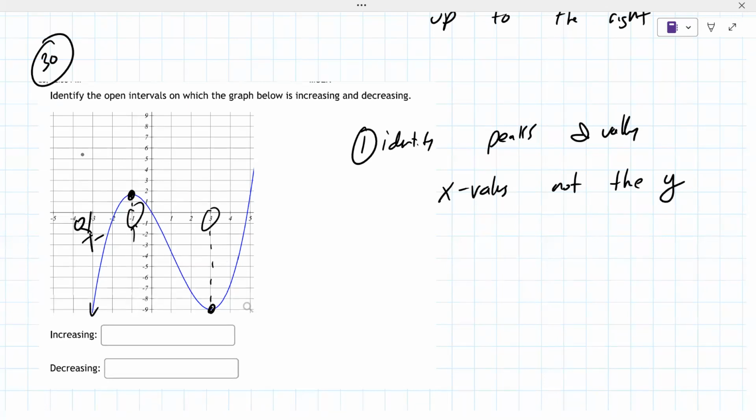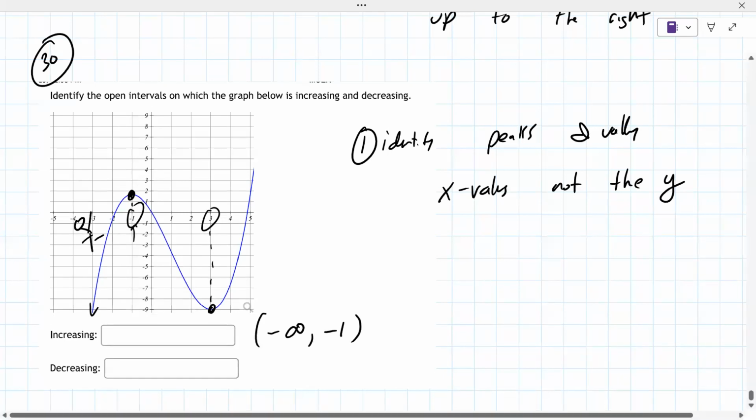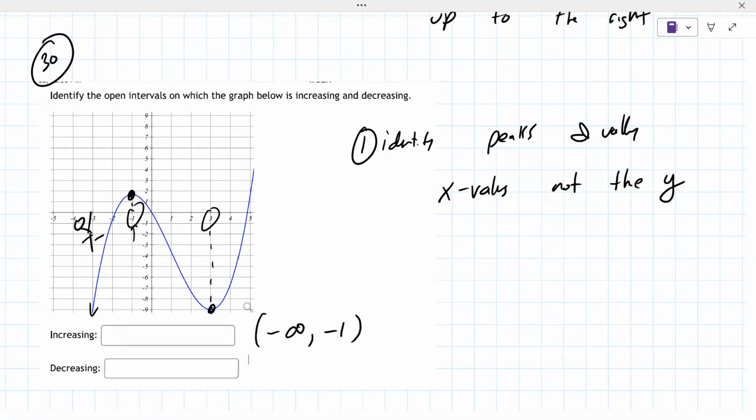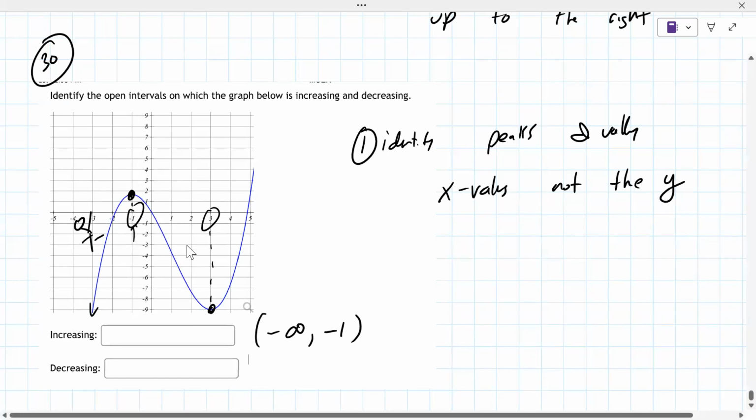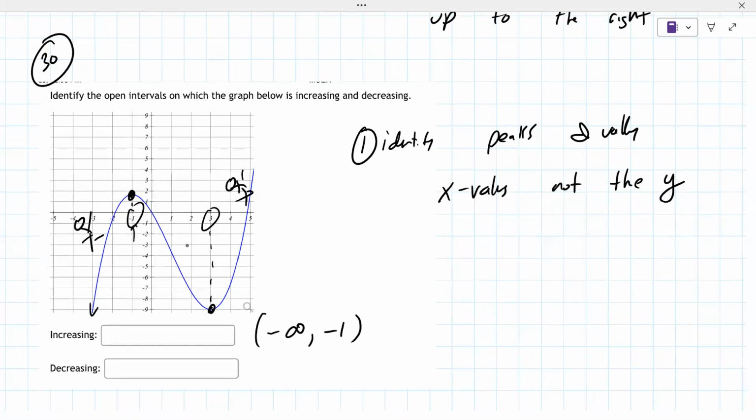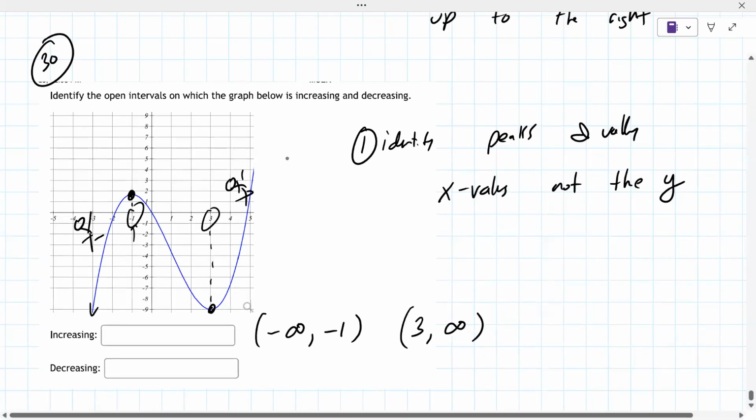It's increasing from minus infinity to -1. That's the first interval here on the left. But you're also increasing over here. Again, the x value, so 3 to positive infinity. It's positive infinity because it's to the right forever. It doesn't matter that it's going up forever. It's only the x values.